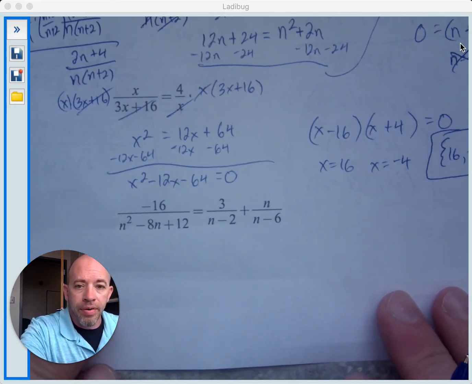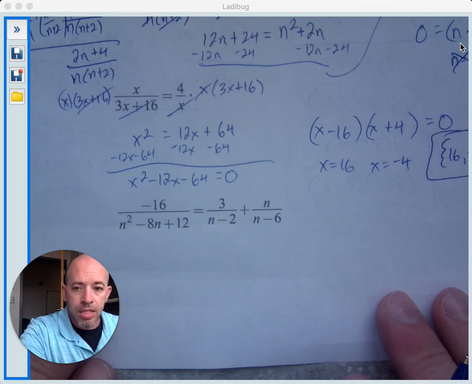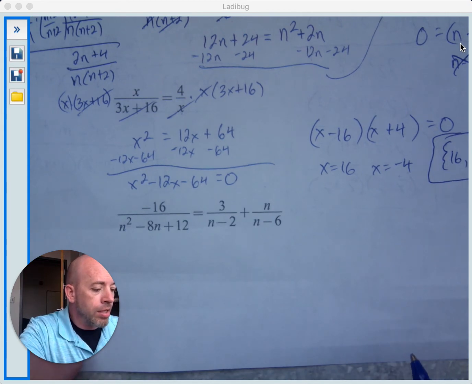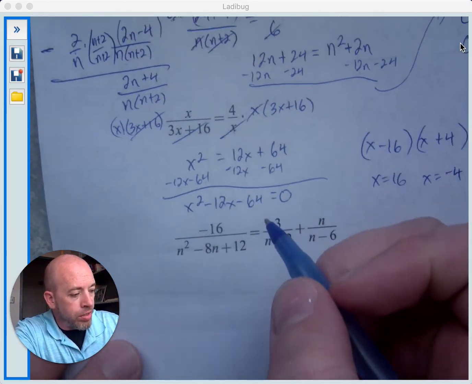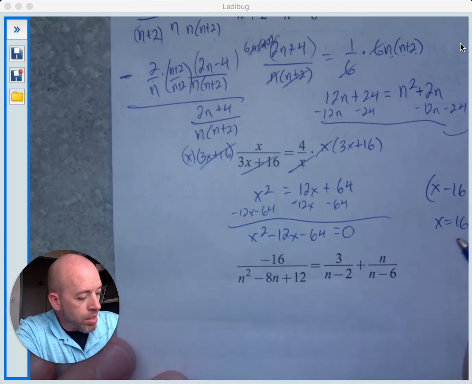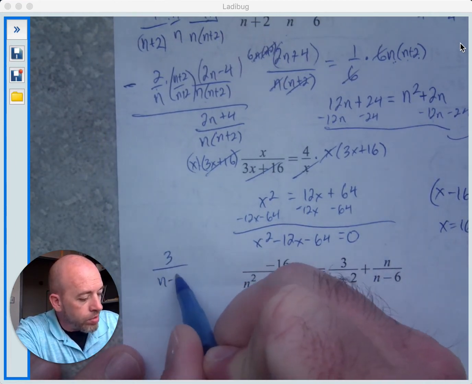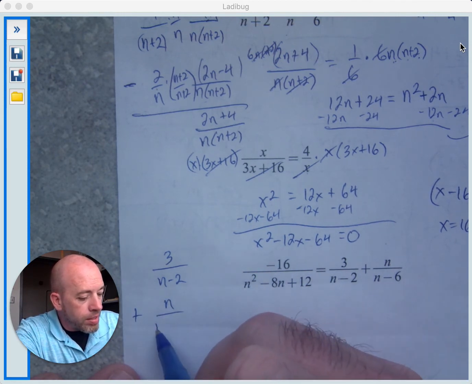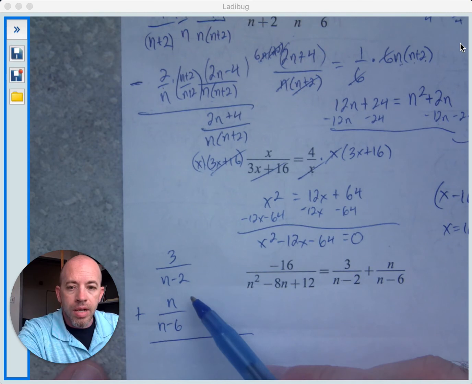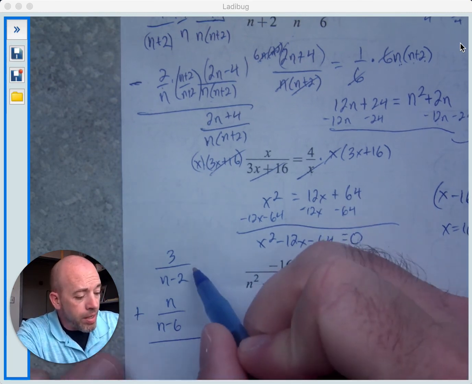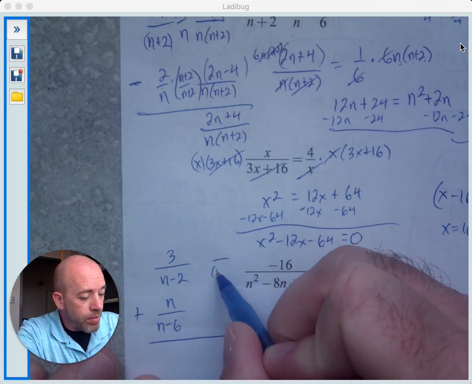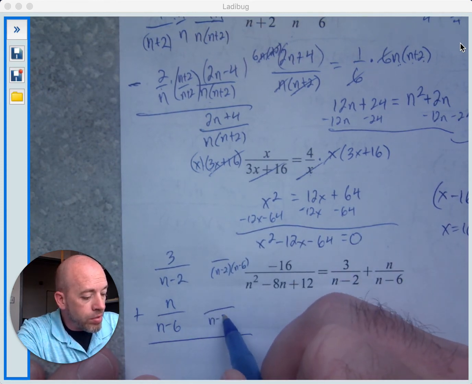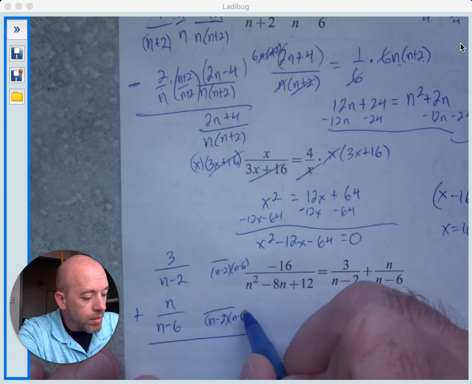All right, so we have this one over here, right? Let's do that operation. So over here in the margin, I'll go ahead and do that addition. 3 over n minus 2 plus n over n minus 6. Denominators don't have any common factors, so the common denominator is just the product of the two. n minus 2 times n minus 6.